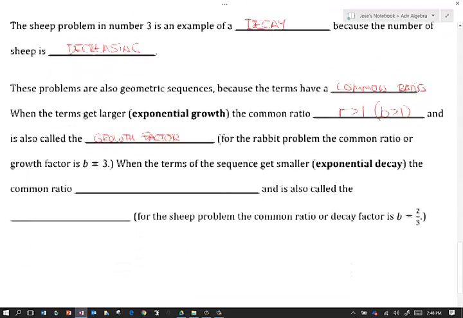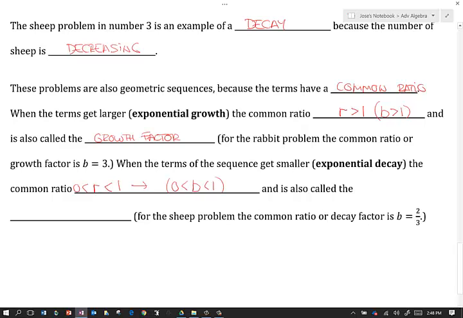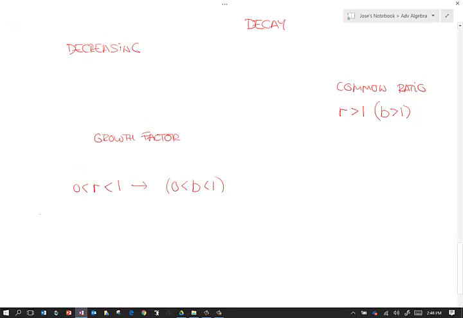When the numbers get smaller, for exponential decay, the common ratio R is going to be less than 1. It has to be greater than 0. We can also call it B. B is less than 1 and greater than 0. And this is called the decay factor.